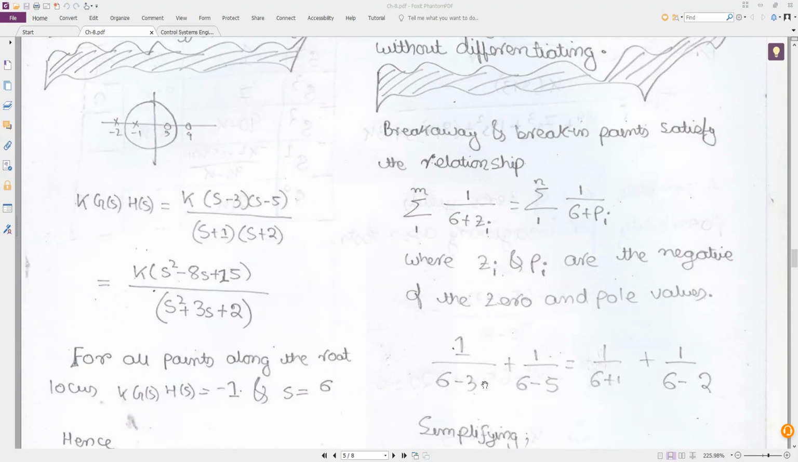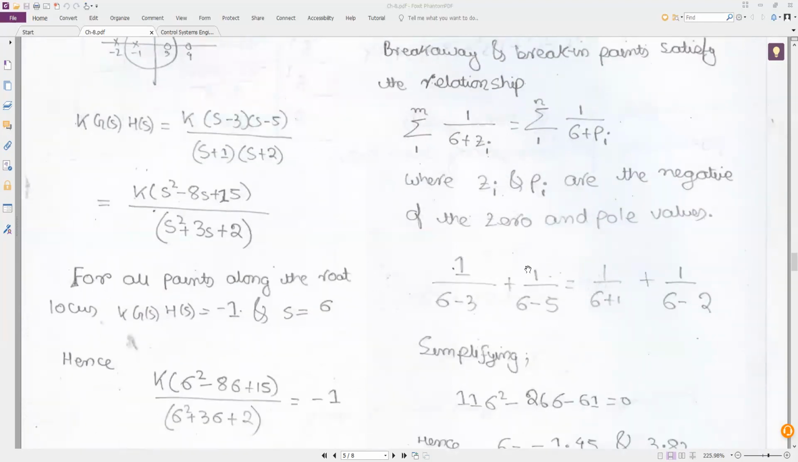So 1 over sigma minus 3. See, what are the zero values? 3 and 5, right? The zero values are 3 and 5. And what are the pole values? Minus 2, minus 1. That means plus 2, plus 1.